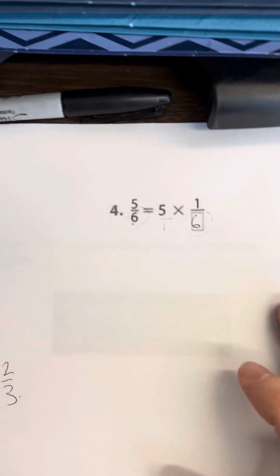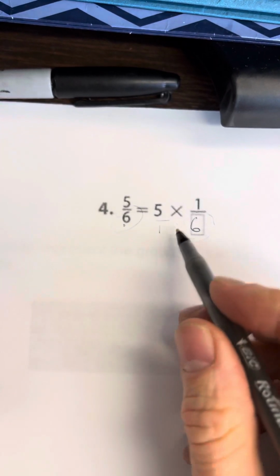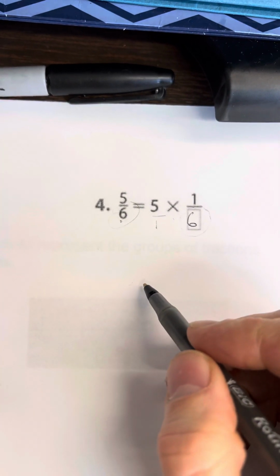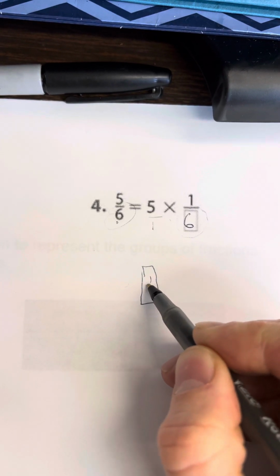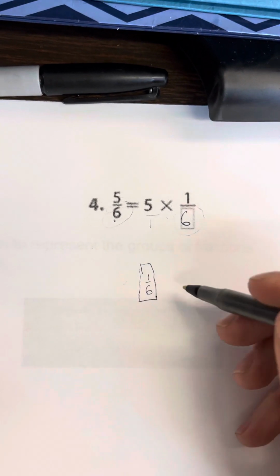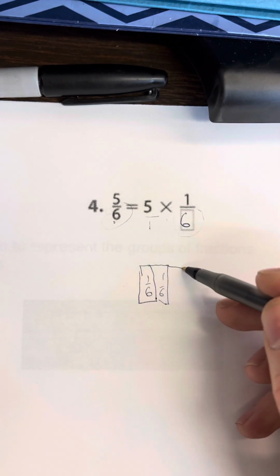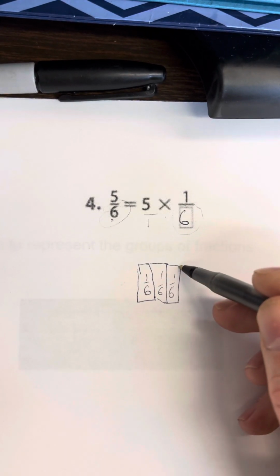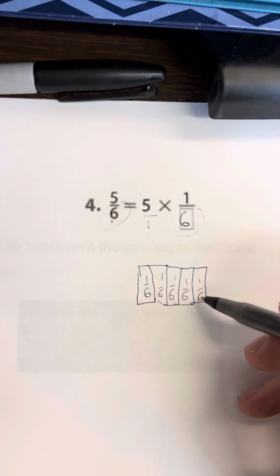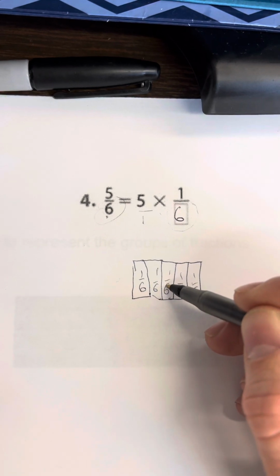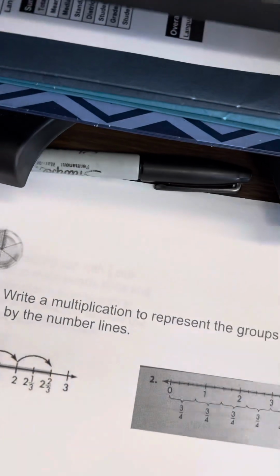Oh, really quickly, these can also be represented with a drawing, right? A diagram. So 5 times 1/6 is, right, if this is a 1/6 block, 5 times would be 5 1/6 blocks. There you go, 1/6, 2/6, 3/6, 4/6, 5/6.